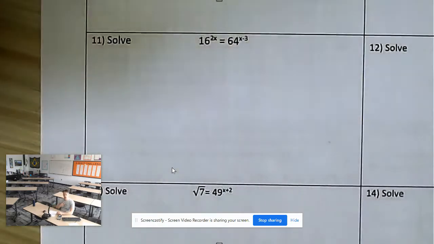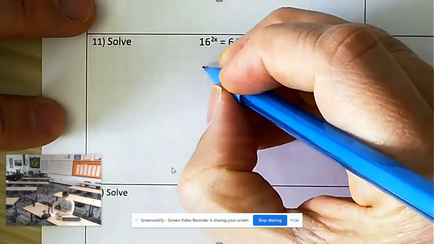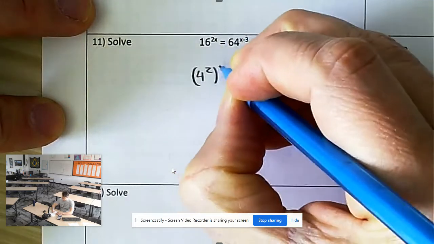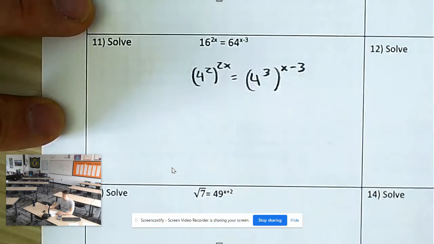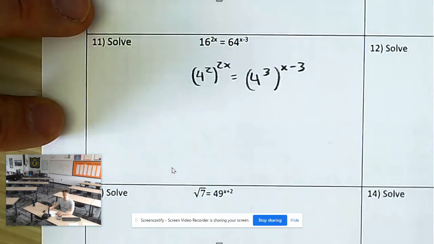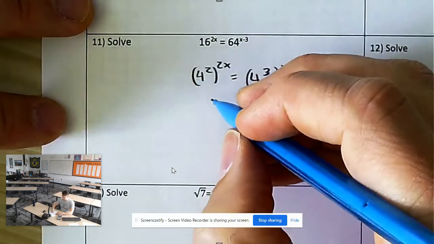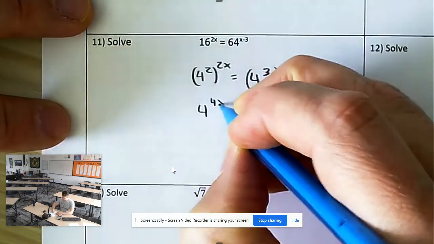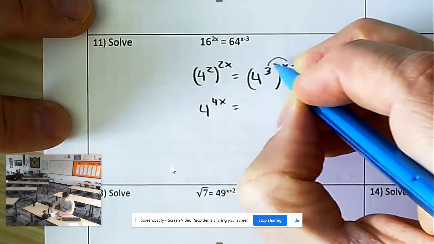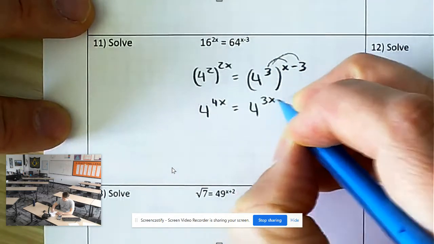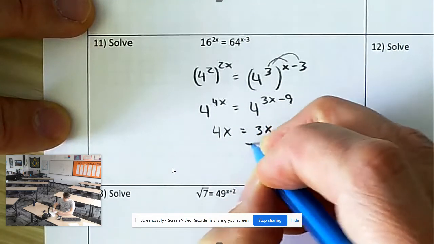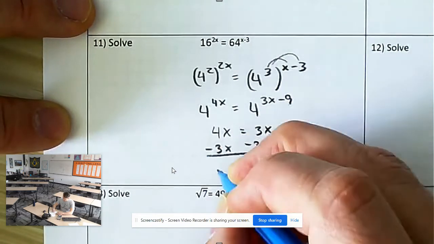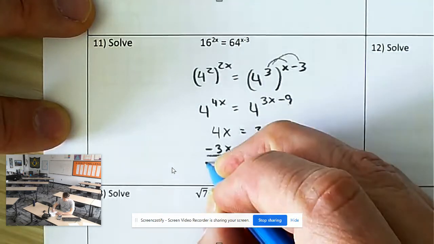Question number 11. Same deal. I don't have a common base, but I can sure get one. I can make it 4. 16 is 4 squared. 64 is 4 cubed. This is why you really need to know the perfect squares and some of the simple cubes. You should just kind of memorize them. You should all know that 4 squared is 16. So this is 4 to the 4x. And here, you're going to have to distribute. This is 4 to the 3x minus 9. Therefore, I can say that 4x equals 3x minus 9. Subtracting 3x from both sides, I get that x equals negative 9.